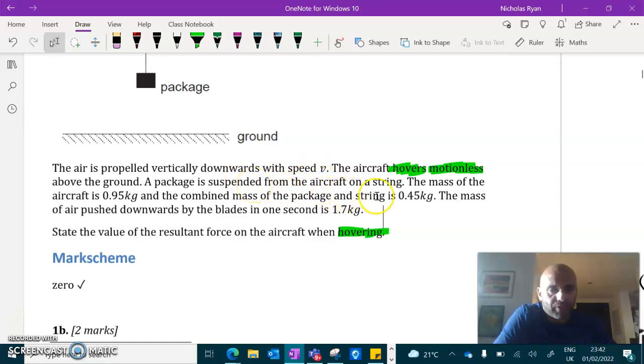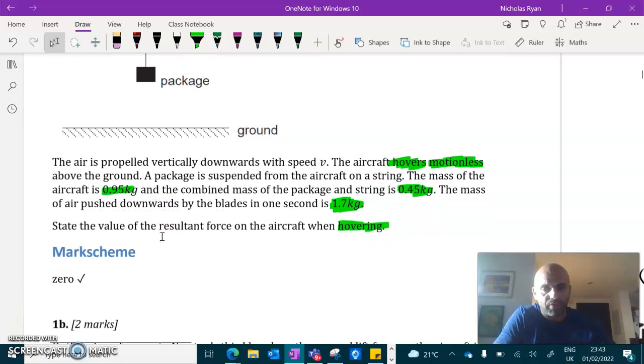Package is suspended from the aircraft on a string. The mass of the aircraft is 0.95 kilos, and the combined mass of the package and the string is 0.45 kg. The mass of the air pushed downwards by the blades in 1 second is 1.7 kilos. So a couple of different masses going on there. Up to you to try to figure this out.